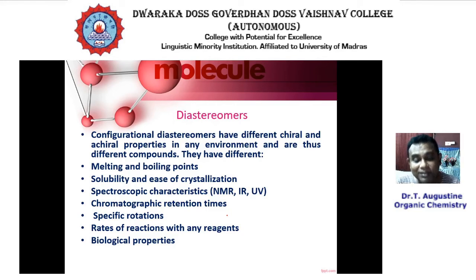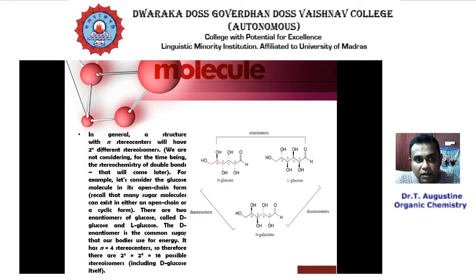They will have different specific rotation values, whereas in the case of enantiomers the specific rotation values will be the same, only the sign of the specific rotation will be different. Their rates of reaction with any reagents will be totally different, and they will also have different biological properties. Whereas in the case of enantiomers all these properties will be the same, but they will differ only in the sign of the specific rotation. And in general, a structure with n stereocenters will have 2^n different stereoisomers.